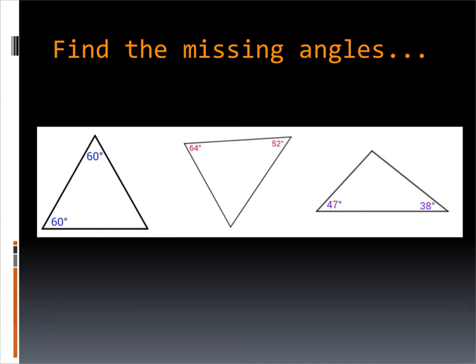So now these examples say find the missing angle. Remember, we are using triangle sum theorem. So take a minute to try to do these on your own and then come back and we will discuss.